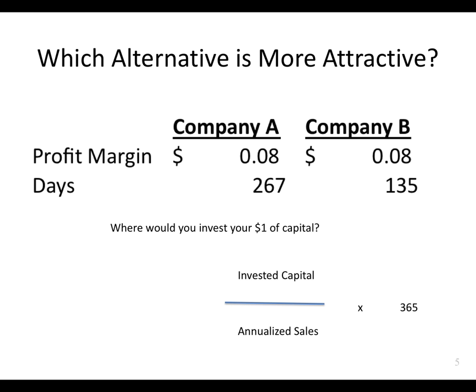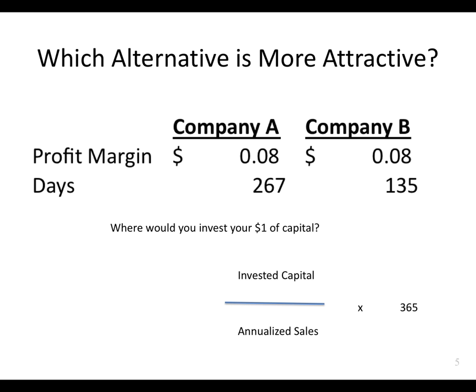Now, what we do in finance, because we care about the cash flows, we annualize the data for comparative purposes. 8 cents every 267 days is 11 cents a year, approximately. 8 cents every 135 days is 22 cents of cash. I'd rather have 22 cents of cash per dollar invested than 11 cents of cash per dollar invested every year for the same risk. Would everybody agree? That annualized number is ROIC.